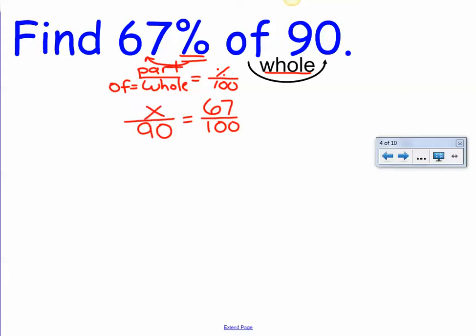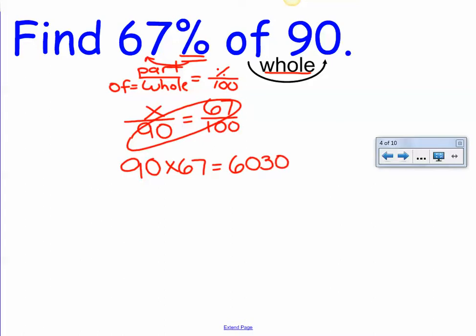So again, from here, I'm going to have to go through my cross multiplication. I have a calculator out, so just do the problems with me. So you would do 90 times 67 to solve this proportion. So 90 times 67, that first cross product, equals 6,030.